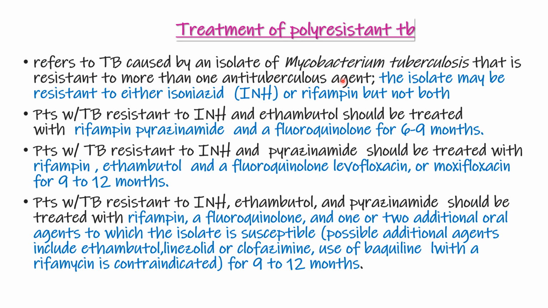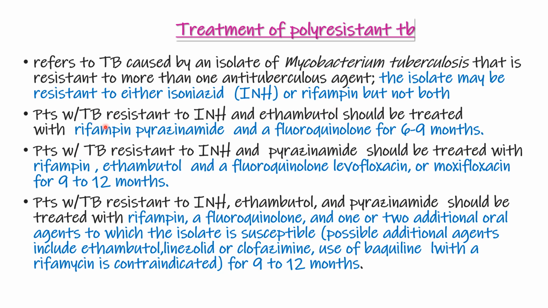Next, treatment for polyresistant TB. What is polyresistant TB? Polyresistant TB refers to TB caused by an isolate of Mycobacterium tuberculosis that is resistant to more than one anti-TB agent. Isolates may be resistant to either isoniazid or rifampin, but not both. When you have resistance to both rifampin and isoniazid, that is multi-drug resistant TB. So you can have isoniazid and ethambutol, or rifampin and ethambutol, or rifampin and pyrazinamide, but not isoniazid and rifampin at the same time.